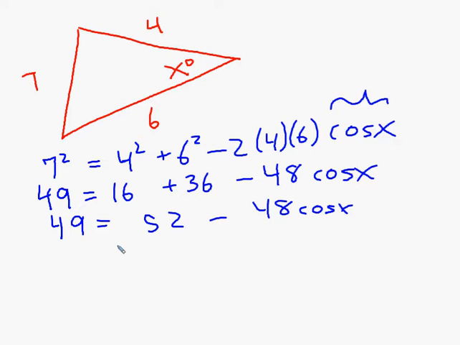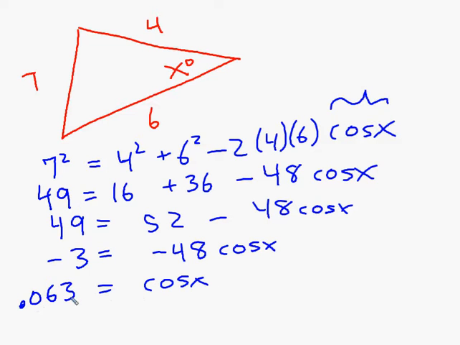Subtract the 52. And I get negative 3. That this is negative is going to be important, alright? Next step. Divide by negative 48. And what do we get? Keep 3 decimal places. 0.0633. I mean, you can even keep 4 if you want.